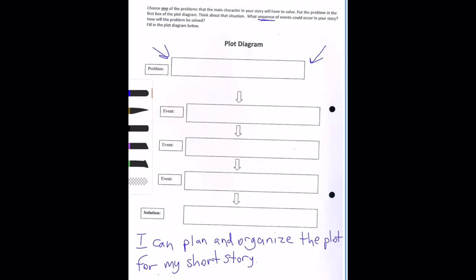And these events are going to lead up to how the problem is going to be solved, okay? So there's a box at the bottom that says solution, right? So that is going to be where our problem is solved. So it's an event where the problem is solved. And these events leading up will help us get there. Okay, so we're going to fill this in.